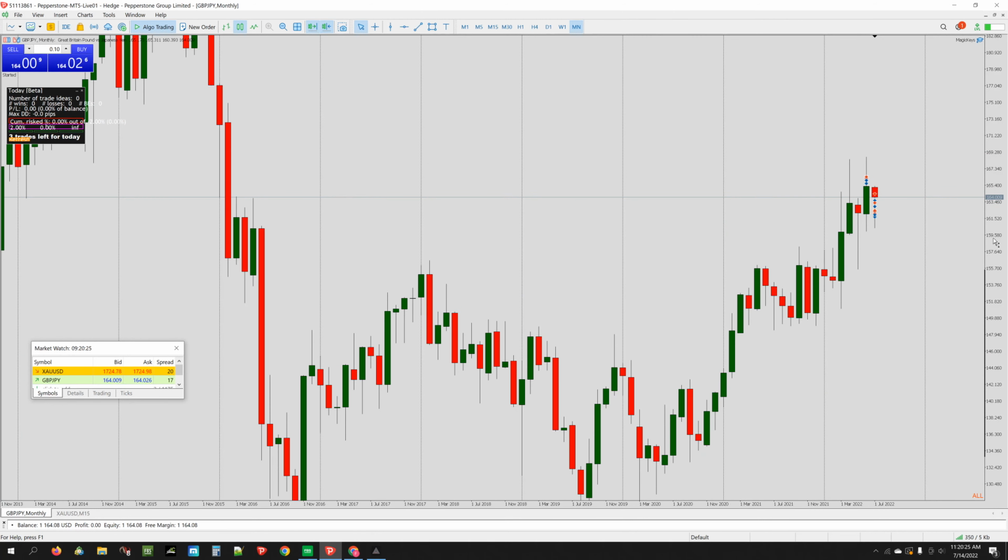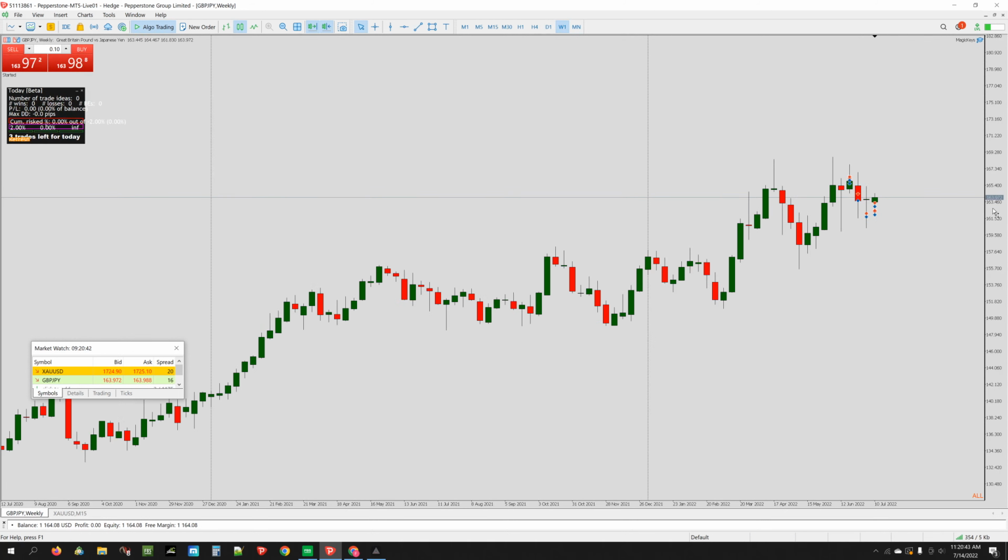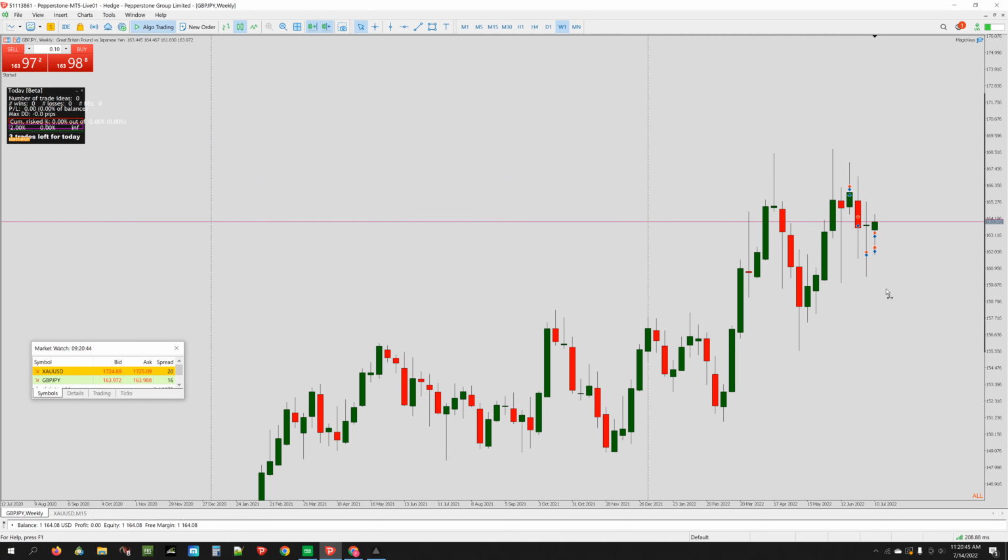Alright, the monthly candle in GBP JPY is rejecting from 160.300 area, and there is a probability this monthly candle can create a higher wick and continue pushing up, but we need to look at smaller time frame.